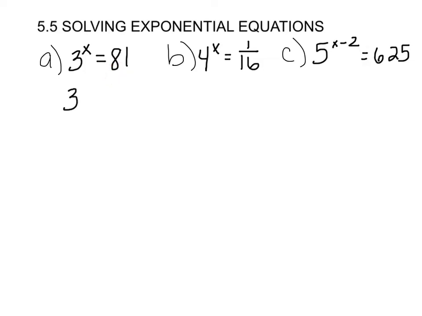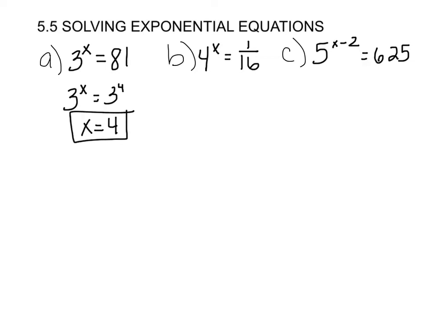So 3 to the x power is going to stay the same. 81, we're going to rewrite it. So 3 to what power gives you 81? It'd be 3 to the 4th power. Now that the bases are the same, we can rewrite the equation just using the exponents. So we can say x equals 4, and that would be your equation.